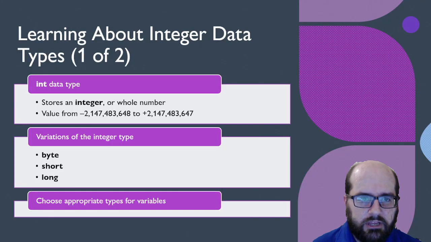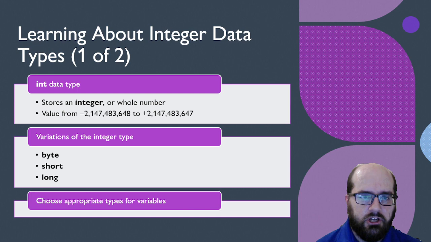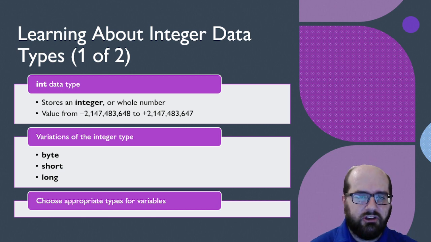The integer data type itself, int, stores an integer, a whole number, from negative 2,147,483,648 to positive 2,147,483,647. There are variations of the integer type. There's byte, short, and long.